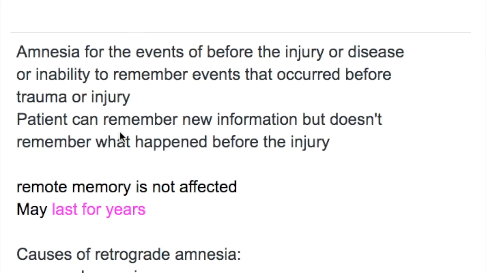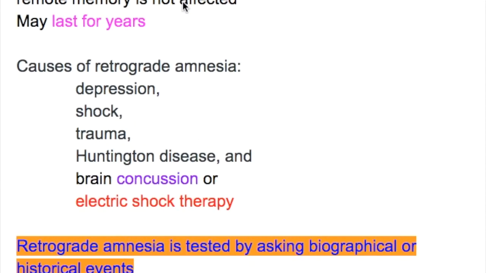So what's retrograde amnesia? Amnesia for the events before the injury or disease, or inability to remember events that occurred before trauma or injury. The patient can remember new information but doesn't remember what happened before the injury. Remote memory is not affected. The condition may last, however, for years.